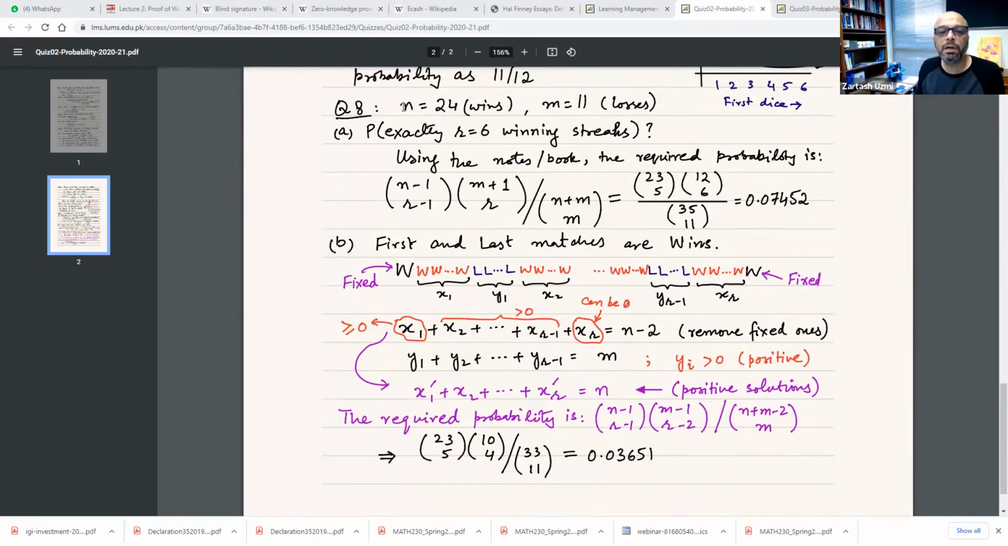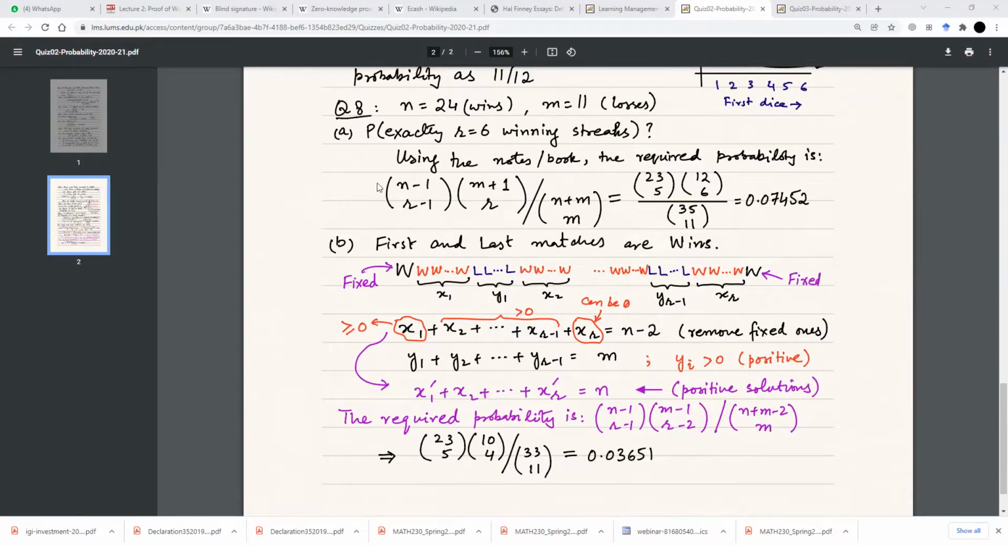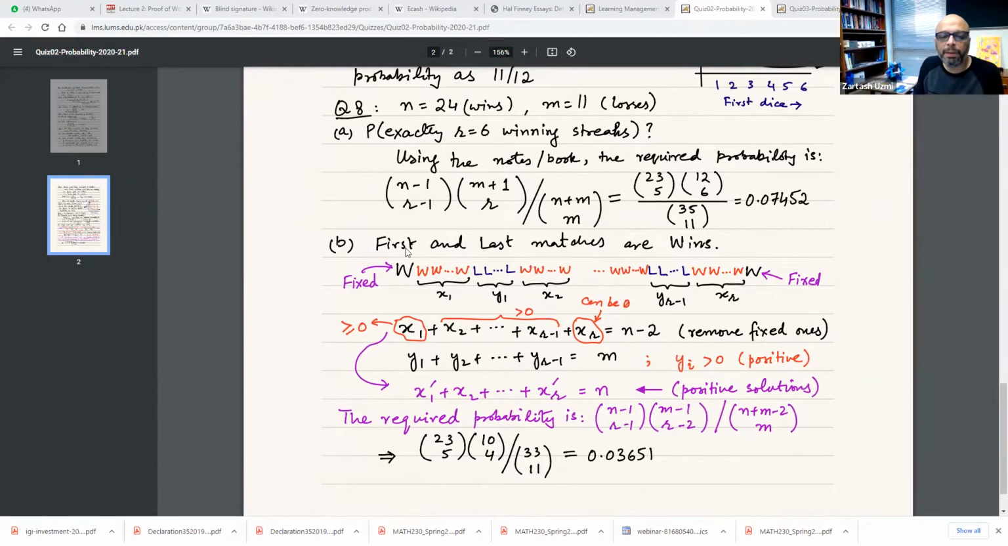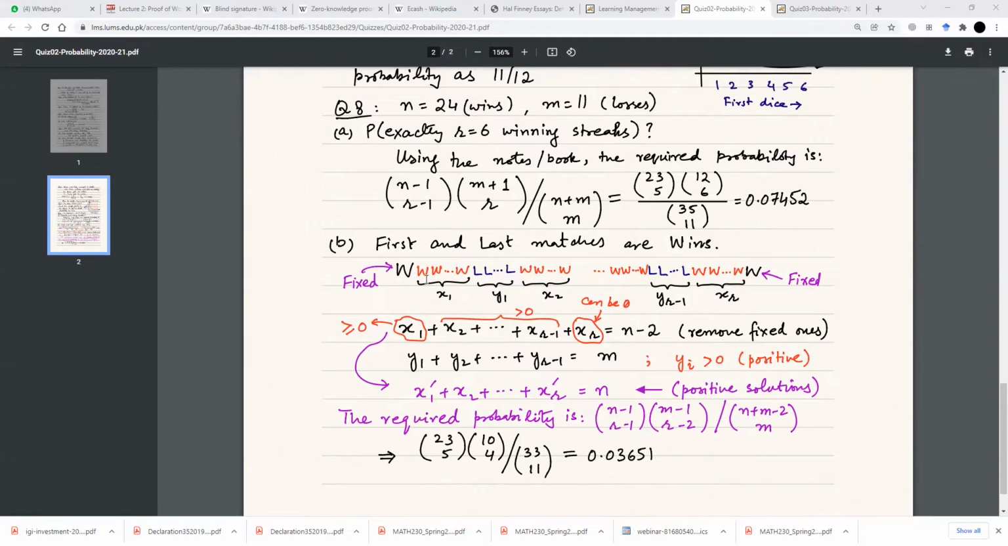Okay, so this was for some specific data, 24 wins and 11 losses. Exactly 6 winning streaks. This was easy to answer. The part A was easy to answer, right? Yeah, part A भी बता दें कैसे करना. No, part A was okay. So part B was the first and last matches are wins. So first is a win and the last is a win, and these two are fixed. You can see the screen? Yes. ठीक है. और उसके बाद देखें, उसके बाद मैंने क्या किया हुआ है.